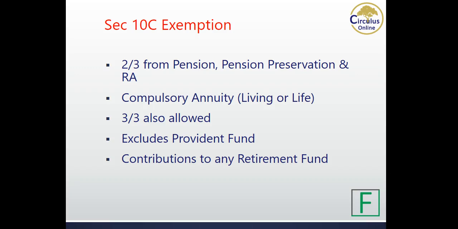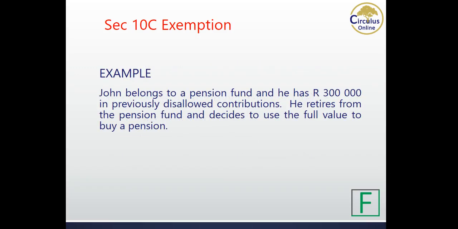All right. And then just to remember that although it excludes the provident fund, when we look at the retirement fund contributions, so where the excess amounts came from, it doesn't matter what type of fund you made it to. So all of the contributions to all of the funds, so pension, provident, and RA fund, will be used for the excess contributions, but only compulsory annuities bought with money from pension, pension preservation and RA funds will qualify for the 10C exemption. So, a very, very simple high-level example.